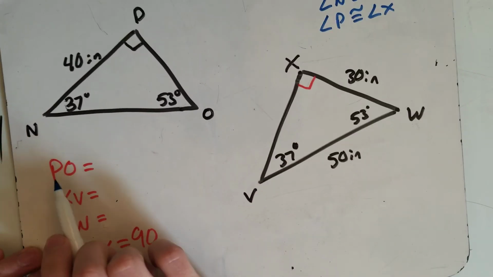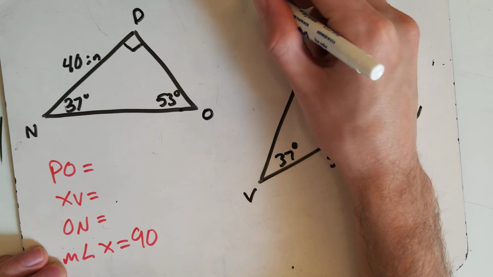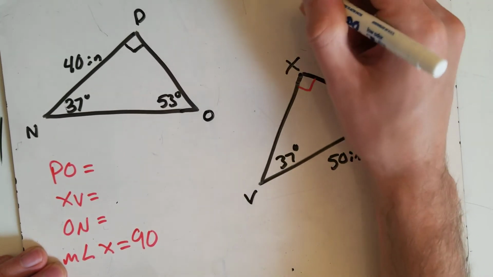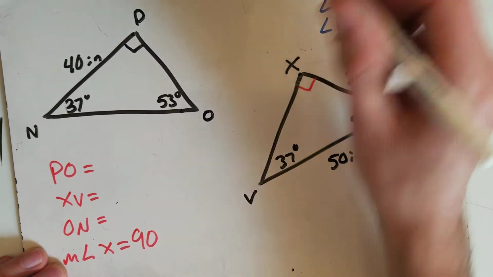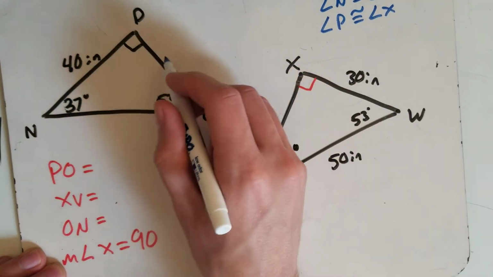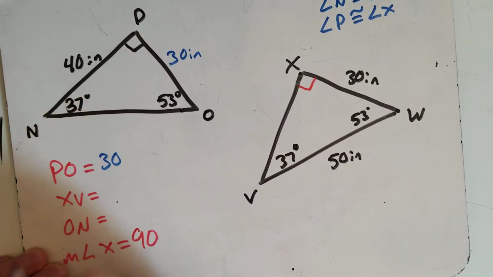So when you're looking for PO, well, that side is going to be congruent to, PO would go with XW. So look for XW over here. XW is 30 inches, so PO is also going to be 30 inches. So PO is equal to 30.